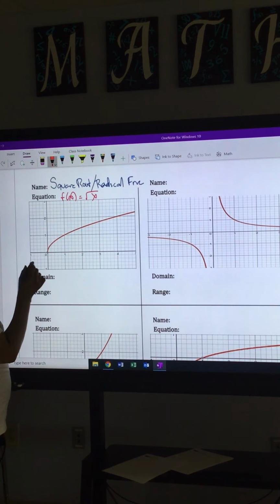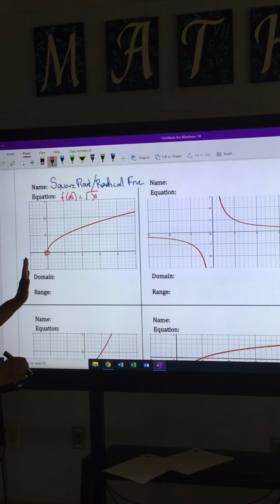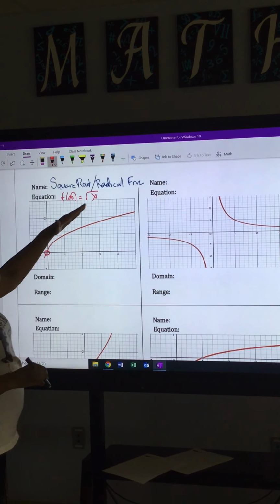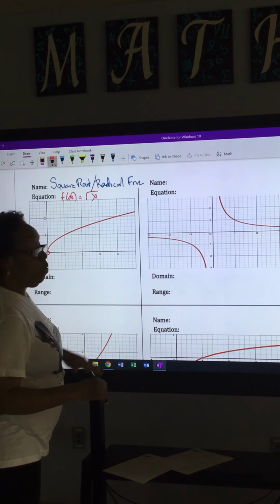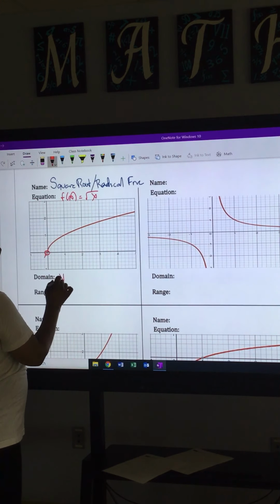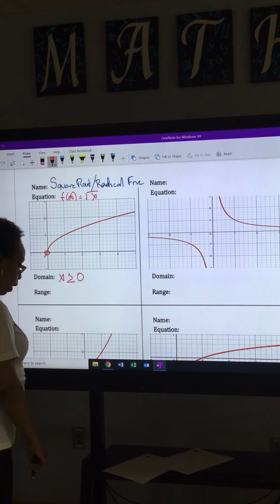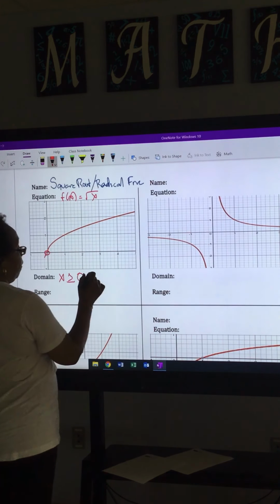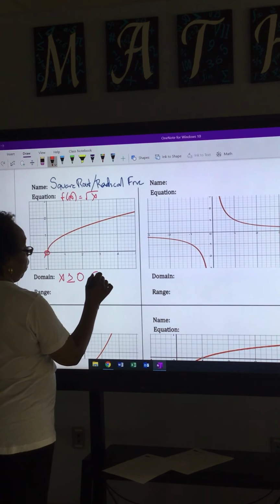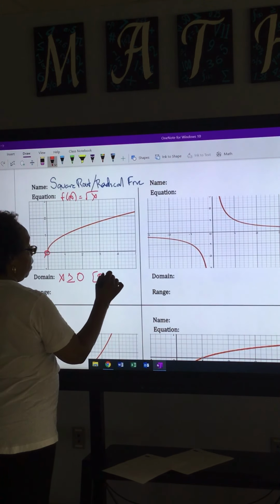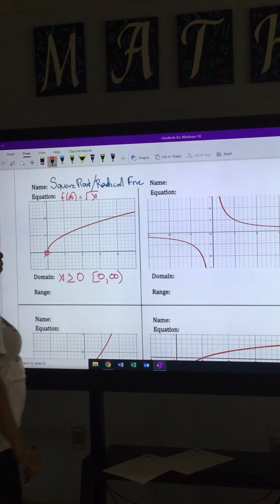Notice this particular graph touches the axis right here at 0, 0. Okay? So let's think about our x's. My x's start at 0 and go positive and continue on. So that means x is greater than or equal to 0. Okay? So how do we write that in interval notation? We start at 0, a bracket at 0, comma, infinity, parentheses. Okay?